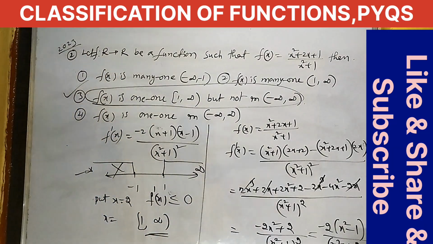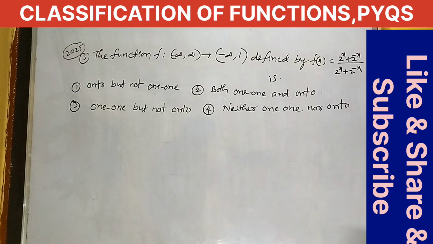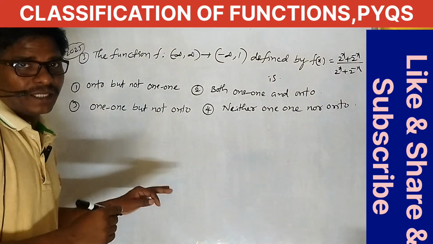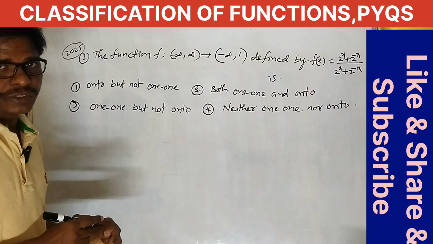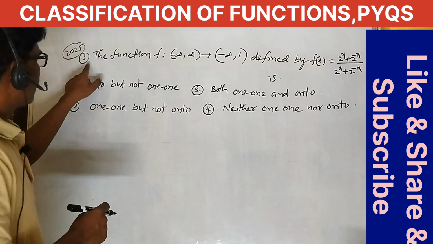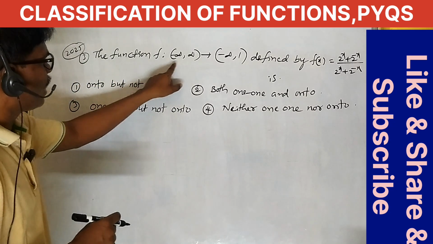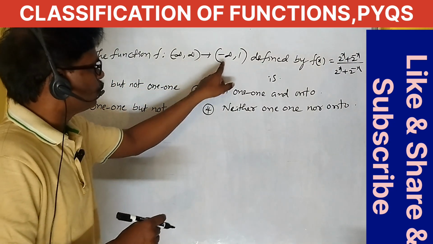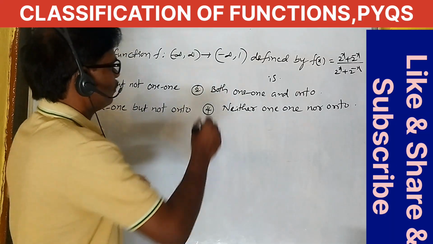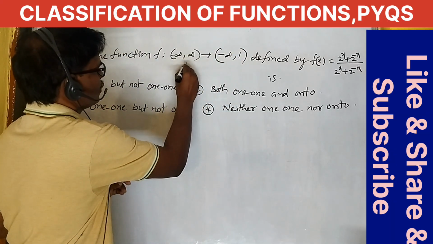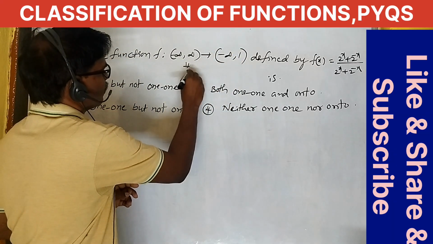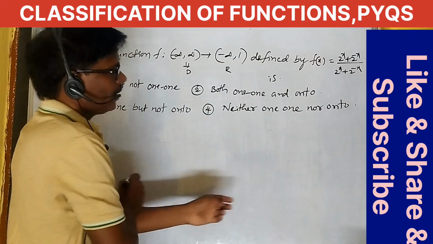Okay, check once. This is question number 3, a 2025 PYQ. The third question: the function f maps minus infinity to plus infinity onto minus infinity to 1, open interval. This is the domain, and this is the range.